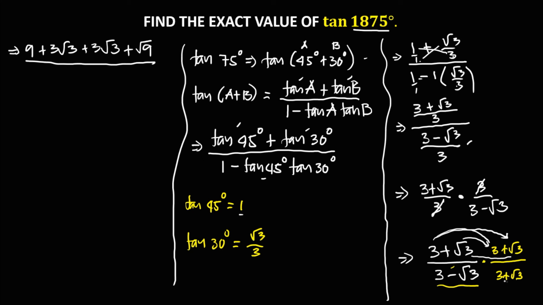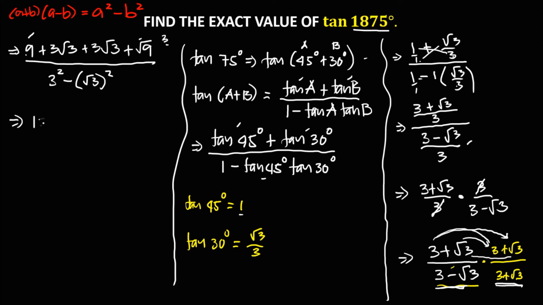Then over, for this denominator, we can use the sum and difference of a binomial. If we have a plus b times a minus b, we can rewrite this as the square of a, the first term, minus the square of the second term. So for this denominator, the square of the first term, 3 squared, minus the square of the second term, the square of square root of 3. Then to simplify, we have 9, and the square root of 9 is 3. So 9 plus 3 is 12.